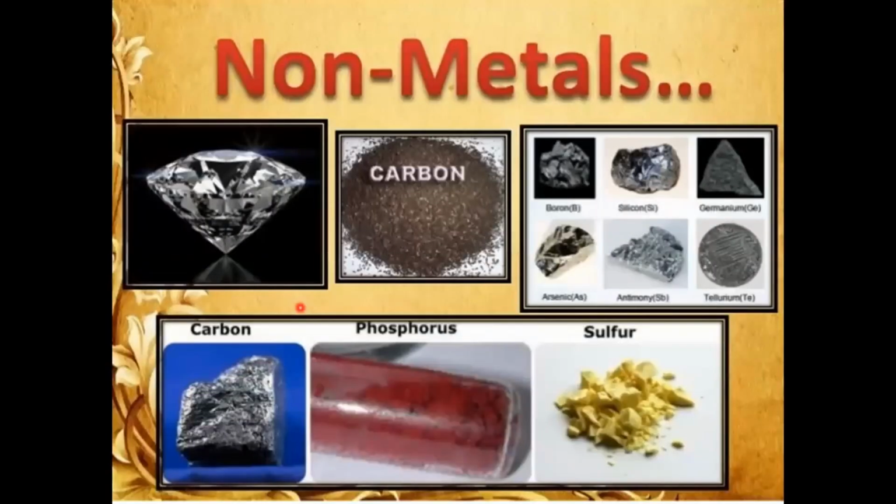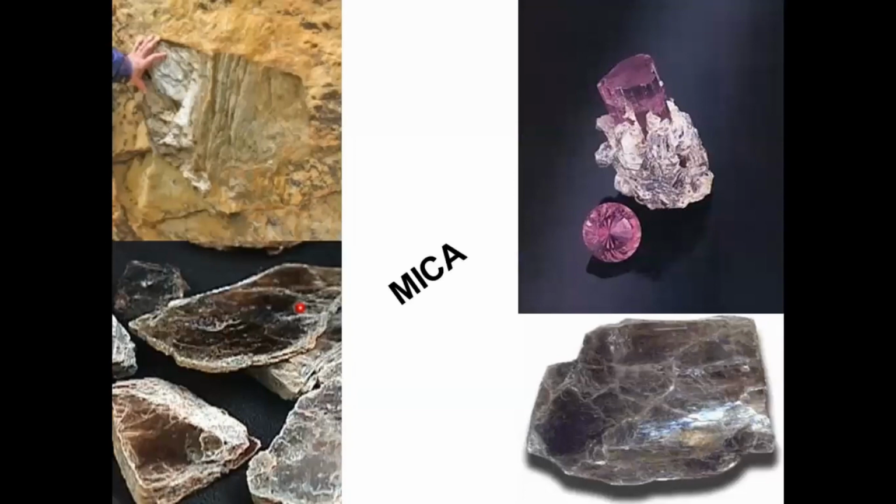Now, when it comes to non-metals or non-metallic minerals, we need to understand that India has non-metallic minerals, but India is not too rich in them. Let us come to the first and one of the most important non-metallic minerals, which is known as mica. Mica is one such substance which can be split into very thin sheets which are tough and flexible.